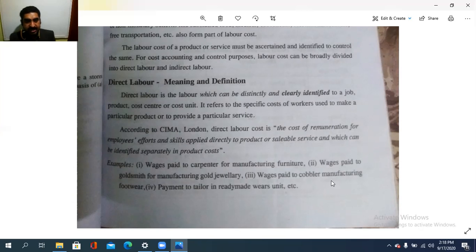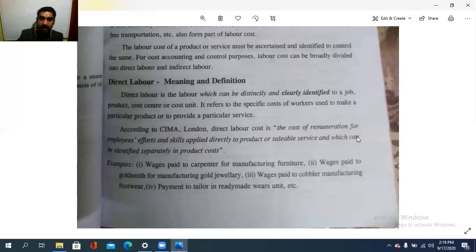Examples are wages paid to the carpenter for manufacturing a furniture, wages paid to the goldsmith for manufacturing gold jewelry, wages paid to the cobbler for manufacturing the footwear, payment to the tailor in a ready-made wares unit. All the wages and remuneration paid to the workers are treated as direct labor cost.